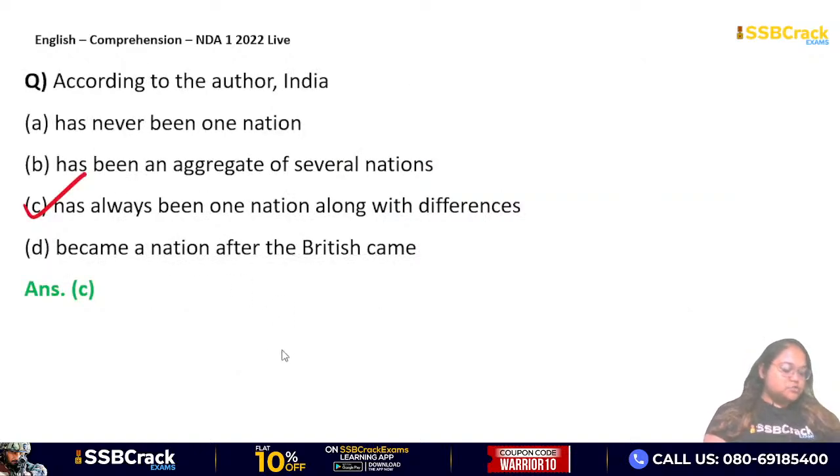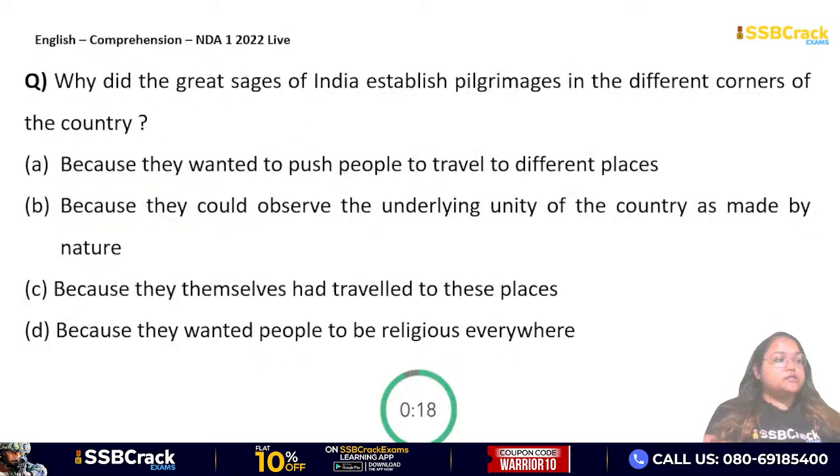Very good. Shaurya, Anish, Piyush, Vidhi. चलो नेक्स्ट क्वेश्चन की ओर बढ़ते हैं. Why did the great sages of India establish pilgrimages in the different corners of the country? Because they wanted to push people to travel to different places, because they could observe the underlying unity of the country as made by nature, because they themselves had traveled to these places, because they wanted people to be religious everywhere.